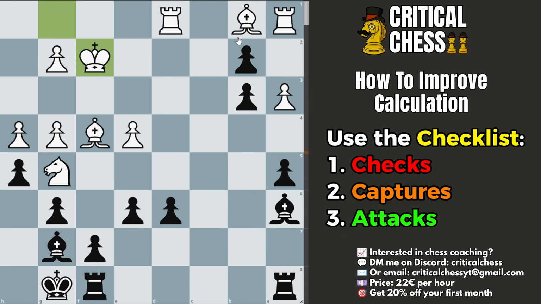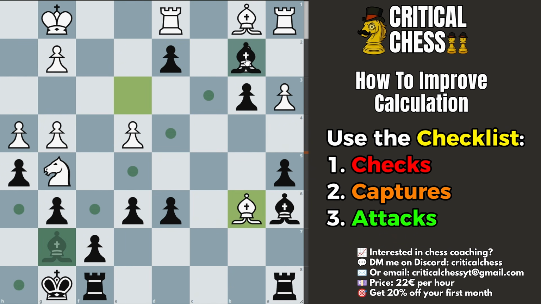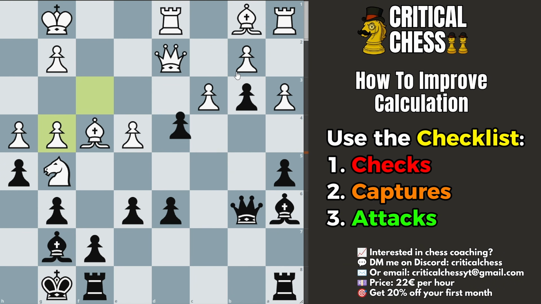But that's how we're winning in this position. And if we calculate this sequence, if the bishop blocks, for example, we can capture our opponent's queen, they capture our queen, and then we capture on b2, and once again we're picking up the rook momentarily. So we were able to figure all of this out because we used the checklist here.